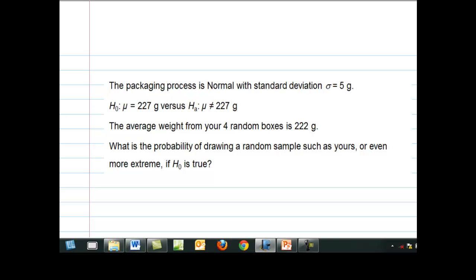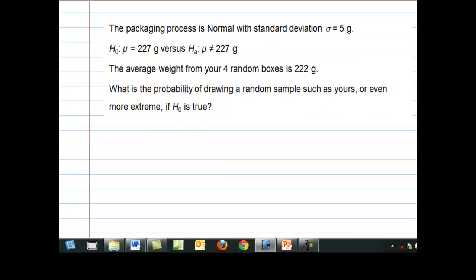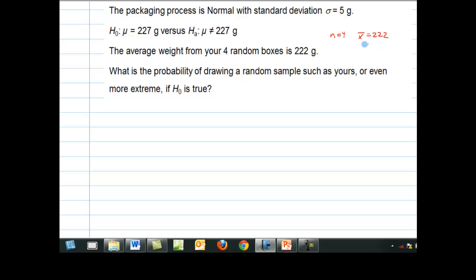So here's kind of a summary of the values that we had. We had the packaging process is normally distributed with standard deviation sigma of 5. Now here's our null and our alternative hypothesis. We collected data, so here our sample size is 4 and our average was 222 grams. Now the question is, what is the probability of drawing a random sample such as we did, 222, or even more extreme if H naught is true? So this right here is saying, what is the p-value? That's what it's asking you.